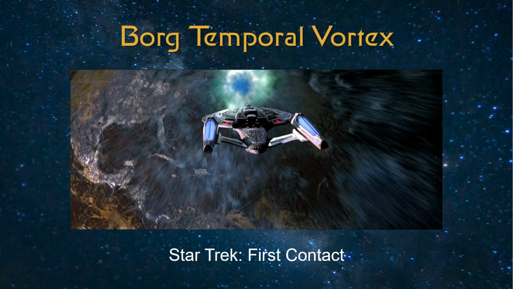And then the Borg have their own form of time travel, which is some kind of temporal vortex that they use in First Contact to travel back in time and assimilate Earth. Fortunately, the Enterprise E is caught in the same temporal vortex and follows them back to stop their evil plans.